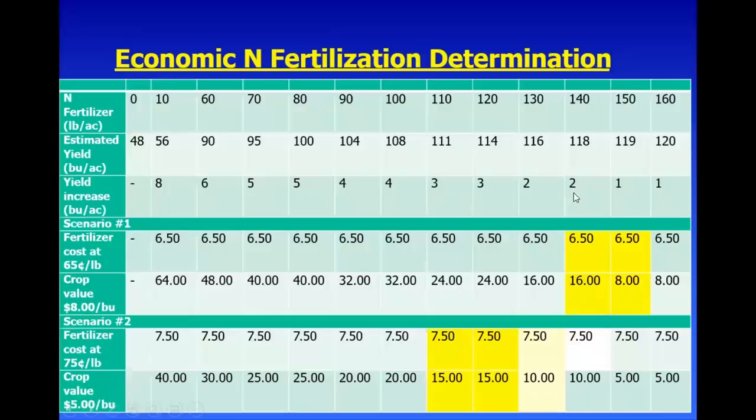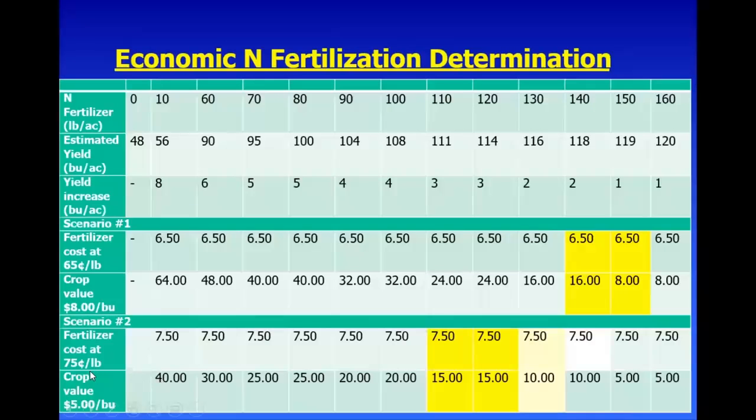Basically, when we're at about a 2 bushel yield increase, we go from 130 to 140 pounds of nitrogen. The fertilizer is going to cost us $6.50. We're going to get a 2 bushel yield increase, that's about $16. That's about a 2-to-1 return on your money, and that's about the time to stop.